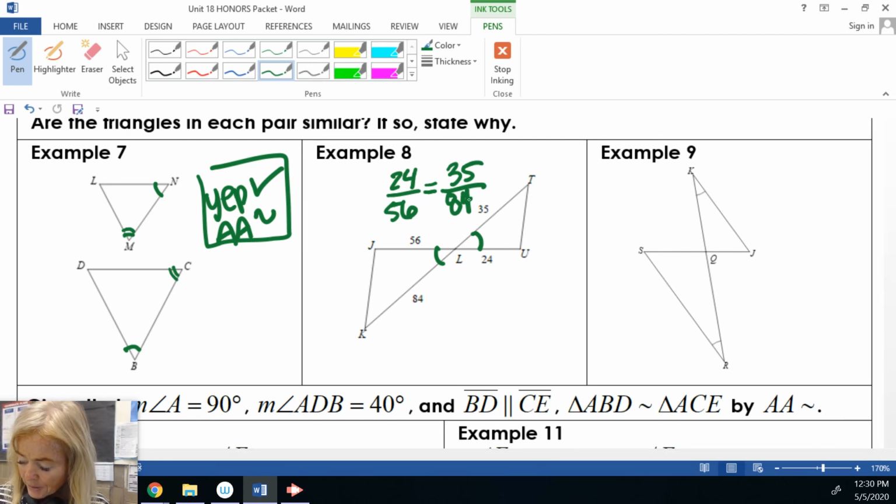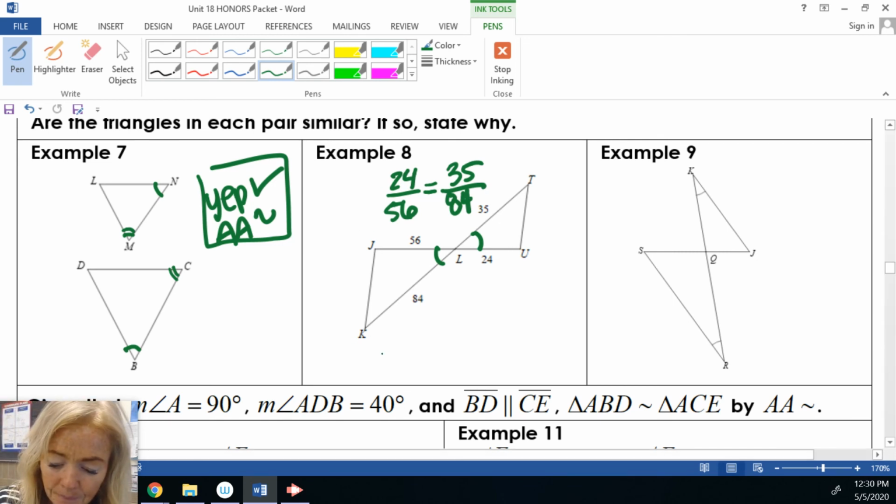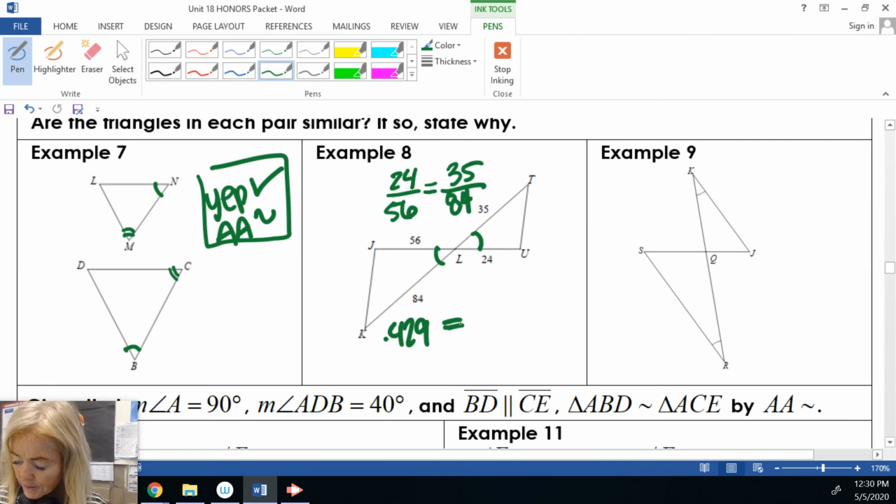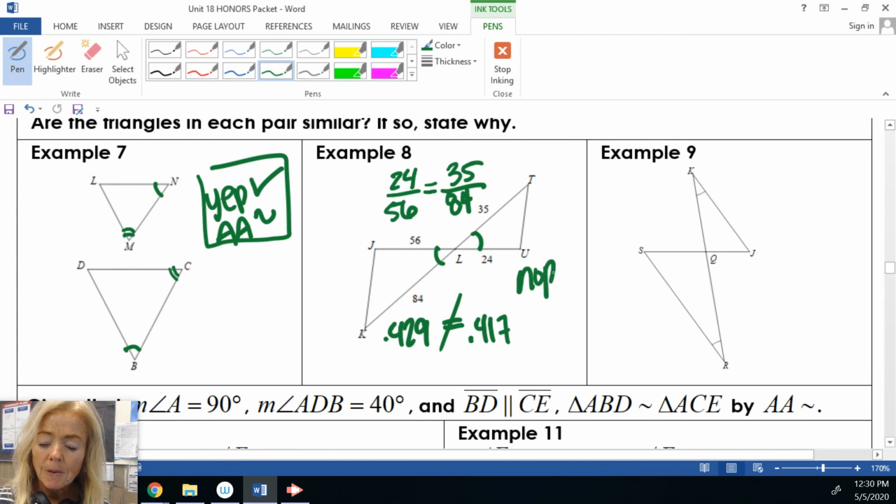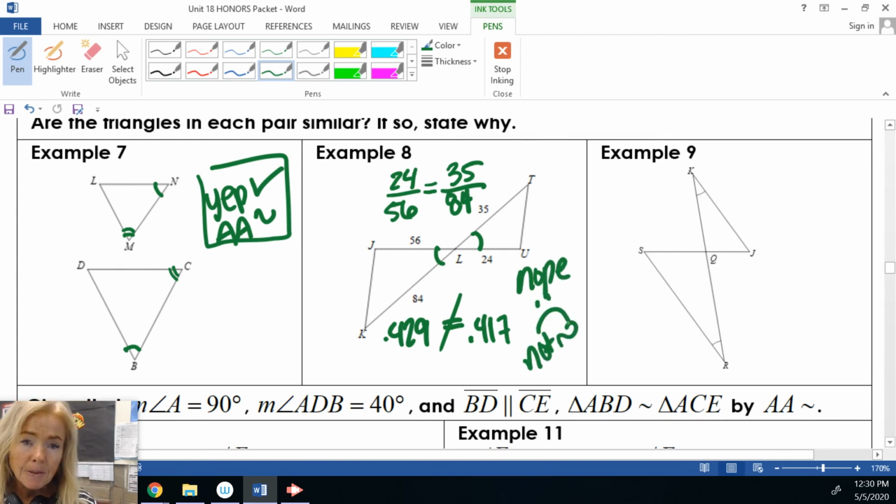So I need to check 24 divided by 56, and it is actually 0.429. And we need to check if that is equal to 35 divided by 84, and that is 0.417, and they are not equal. So nope, they are not similar. Okay, so for example 9, we have one angle marked, K and R congruent by a single arc.